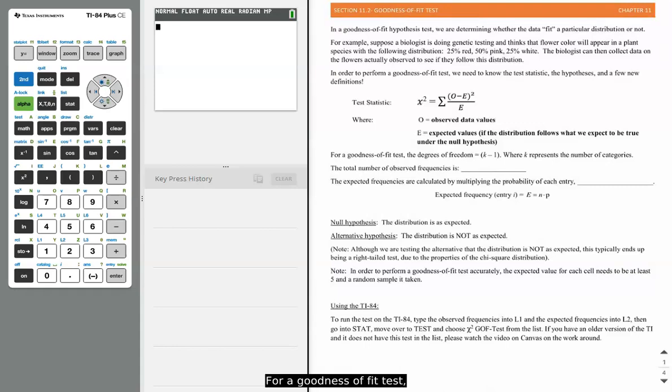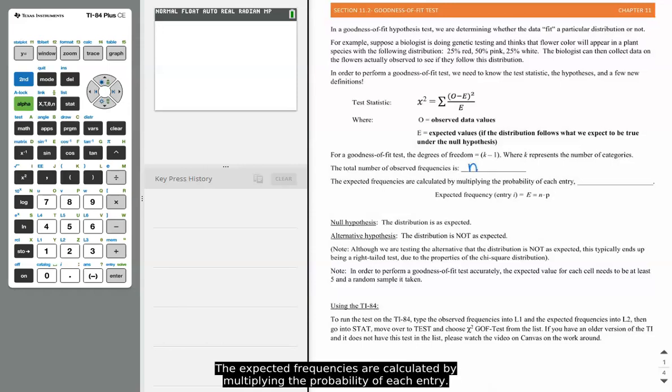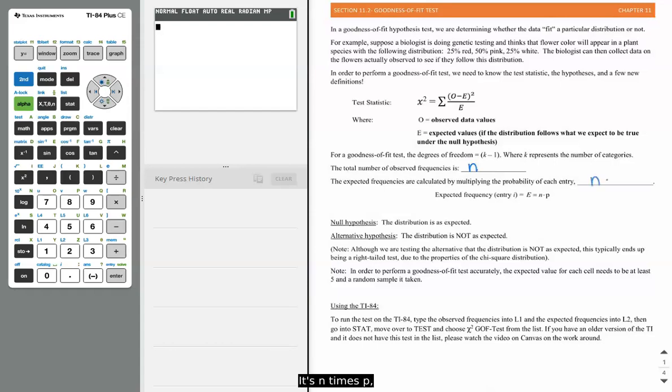So for a goodness of fit test, the degrees of freedom are k minus 1, where k represents the number of categories. The total number of observed frequencies is, we say, n, so however many we've observed total. And the expected frequencies are calculated by multiplying the probability of each entry. So it's n times p: the total number and then the probability of that entry.